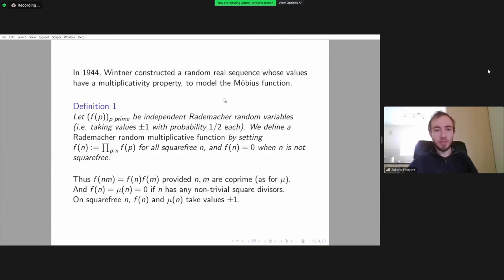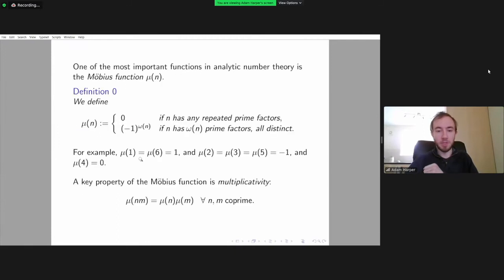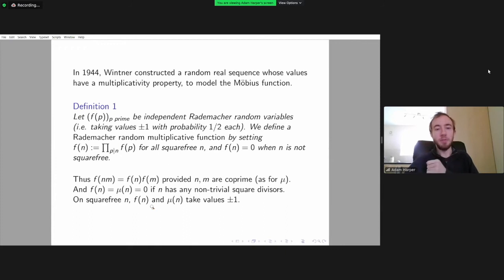Now, in the 40s, Wintner wanted to try to understand how the Möbius function might behave. And to do this, he wanted to introduce a random model for the Möbius function, which would copy some of its important properties. And in particular, he wanted to copy the multiplicativity property that the Möbius function has. So this property here. And this thing that he introduced to do this is now called a Rademacher random multiplicative function. So this is the main topic of this talk. So I want to try to explain how his construction works.